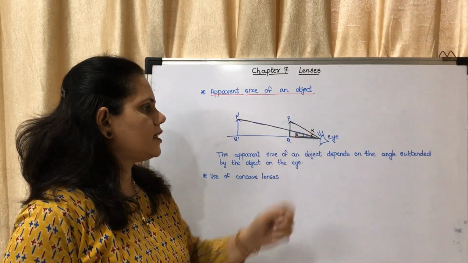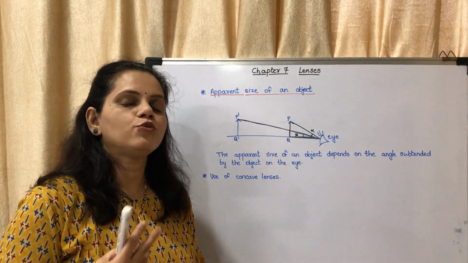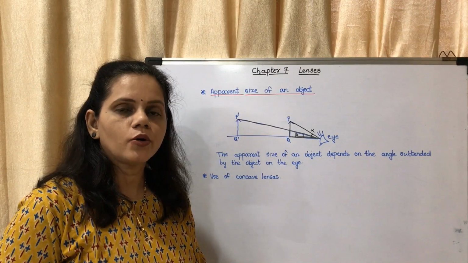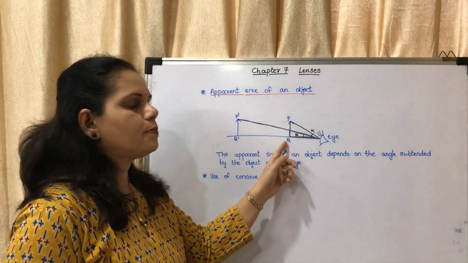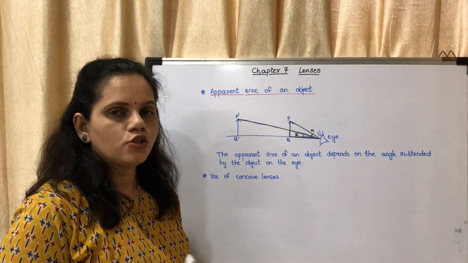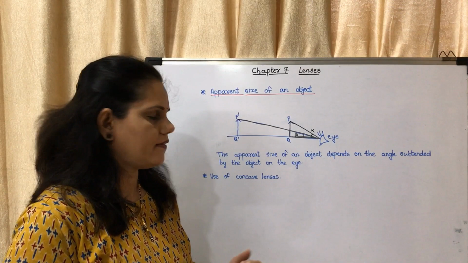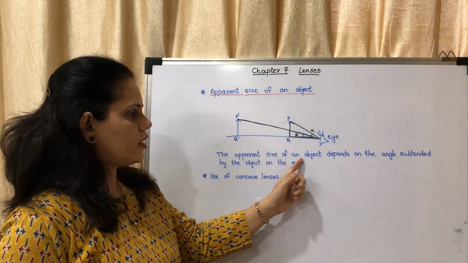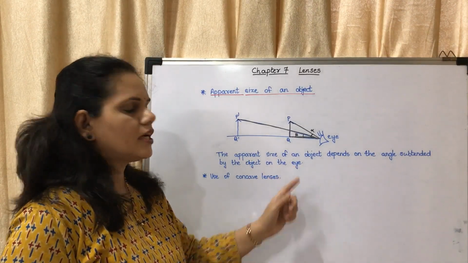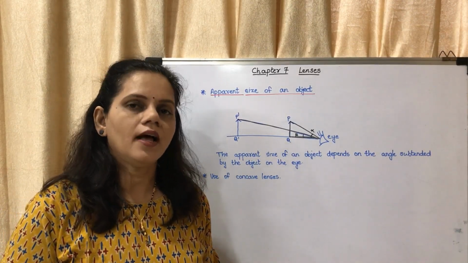Now here you may see the angle subtended by this object PQ is more than the angle subtended by P1Q1. Therefore the object PQ appears to be bigger than P1Q1. So what happens to an object when it is kept near or far away? The apparent size of an object depends on the angle subtended by the object on the eye. More the angle, bigger the object will appear.